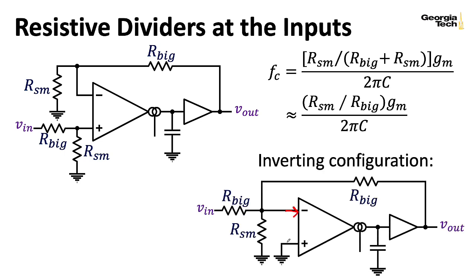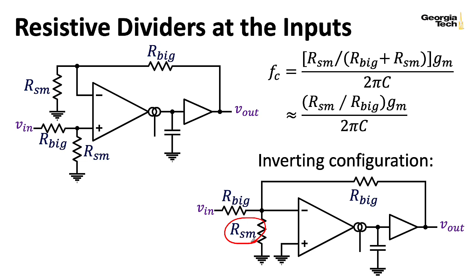Now you could build an inverting version of this filter by plugging the input into the negative terminal instead of into the positive terminal, in which case we just ground the positive terminal. Now the figure in the lower right here is not exactly an inverting version of the figure in the upper left. In the version of the upper left, the feedback loop and the input have separate R small resistors. The way we've drawn it here, the feedback loop and the input wind up sharing an R small resistor.